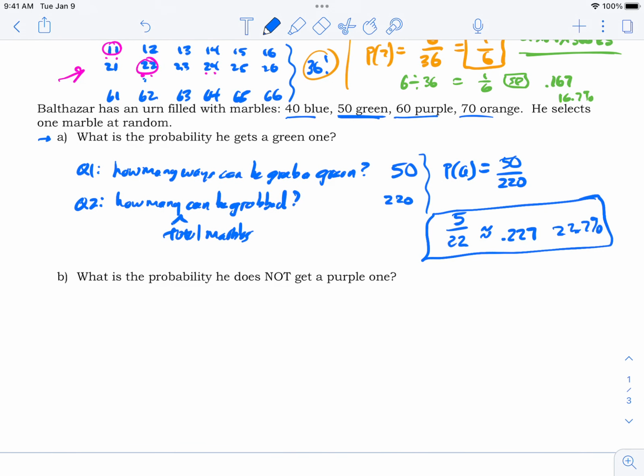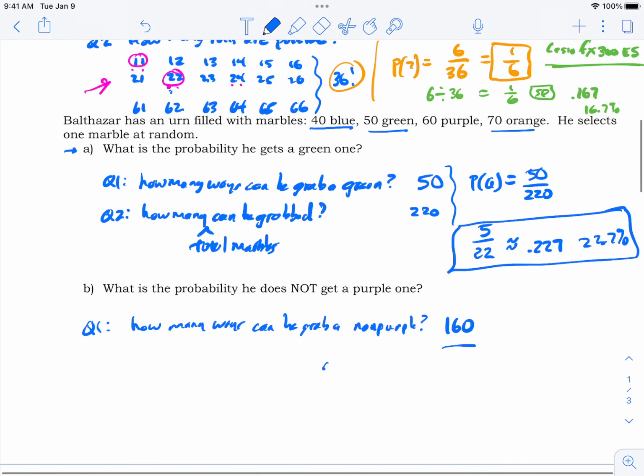What is the probability that you do not get a purple one? Not. Okay, so how many ways can he grab a non-purple? Well, let's come back up here and start adding again. That's not purple. That's not purple. Those aren't purple. So you add 40 plus 50 plus 70, you get 160. So there's 160 ways to grab a non-purple. And of course, it's out of the same number of marbles, 220.